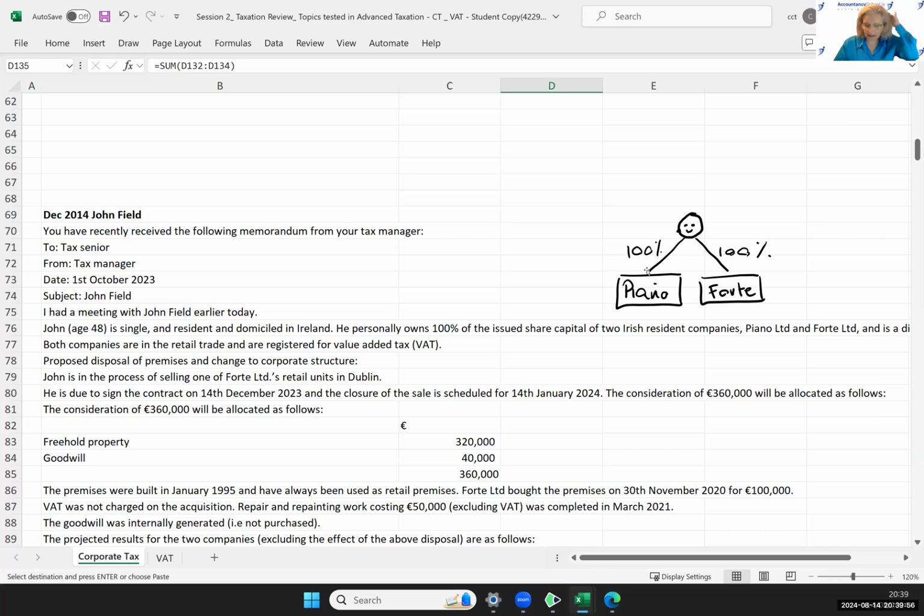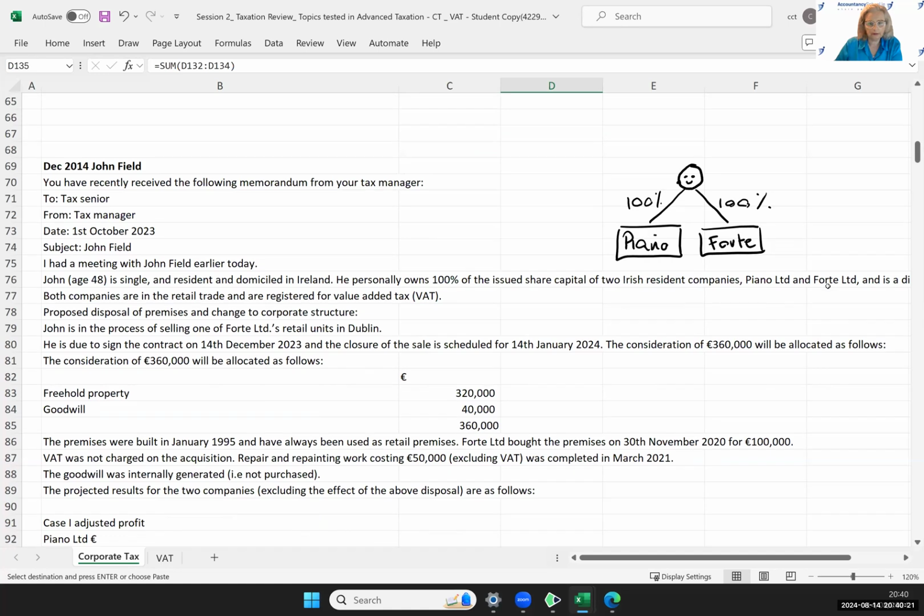Is it Eleanor? Am I pronouncing your name correctly? Okay. So I deliberately drew a picture that looked like, well, that looks like a group because you have shares owned and you've got these two, and there's a relationship between them. It's not a group because a company must own shares in another company in order for it to be a group.